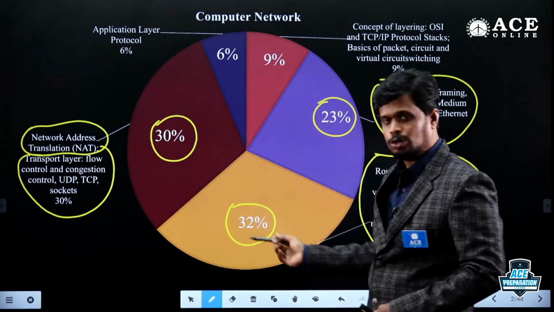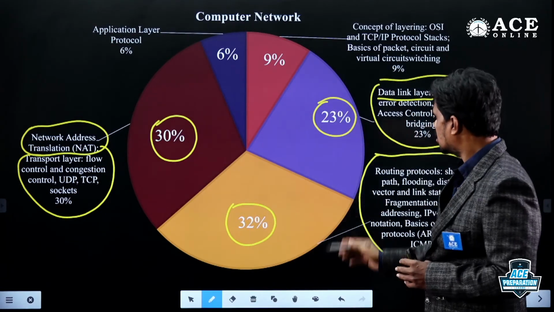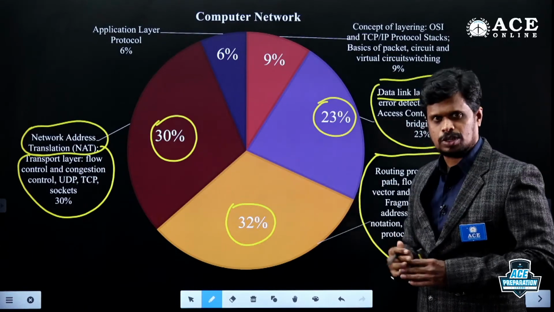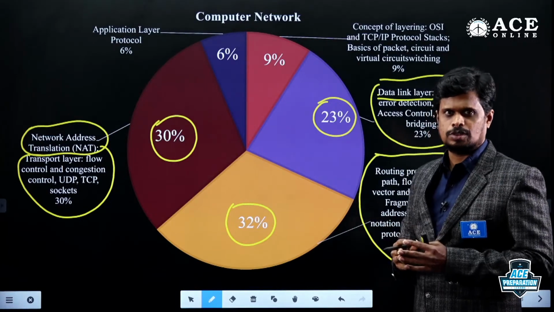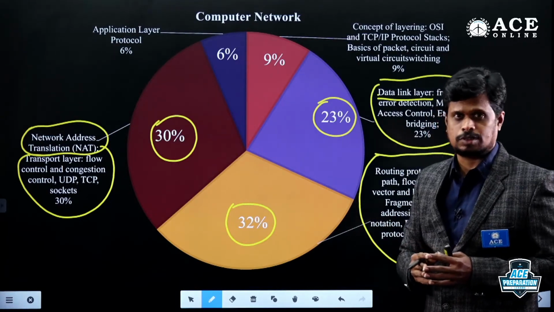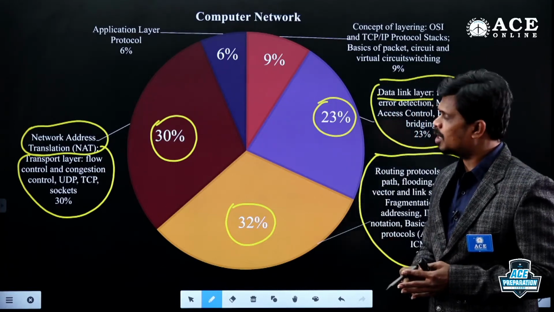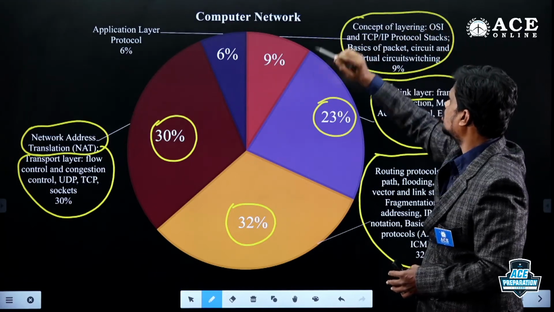So look at it, if you prepare only these three layers, what are the three layers? One is data link, another one is network, and another one is transport. If you prepare these three layers, it is enough. 85% of the computer network syllabus is covered by you. Fine. And the rest is 15%.